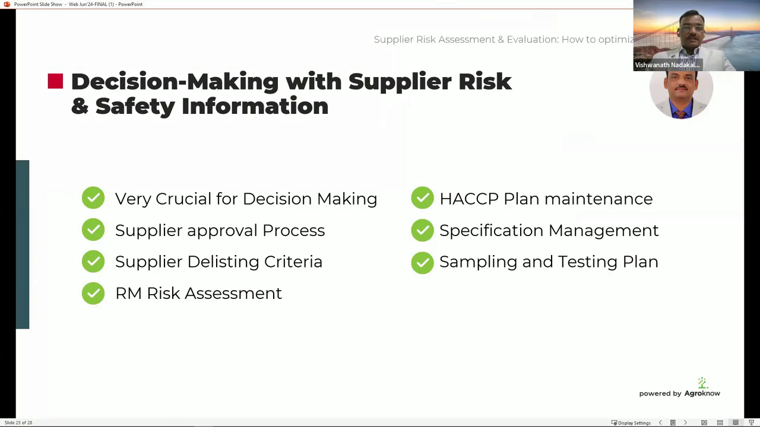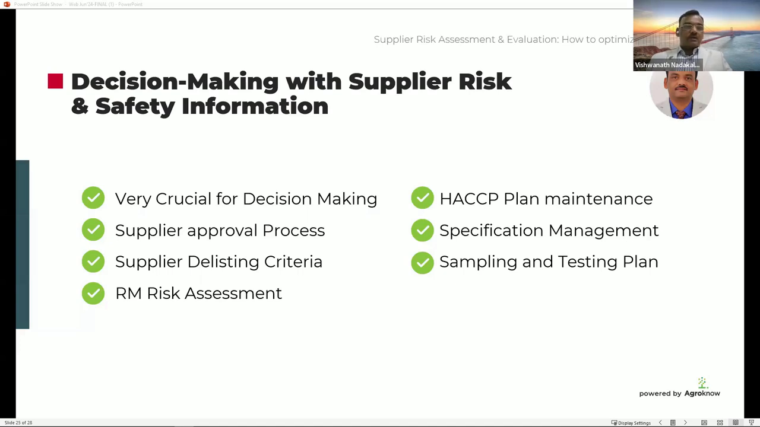As I said repeatedly, these artificial intelligence tools will really act as a library, and will directly help you with decision making. Unless you have sufficient information, as a quality person or food safety person, you will not be able to make a decision, right? So these platforms are really helping with decision making.